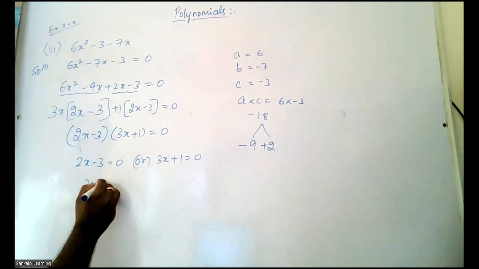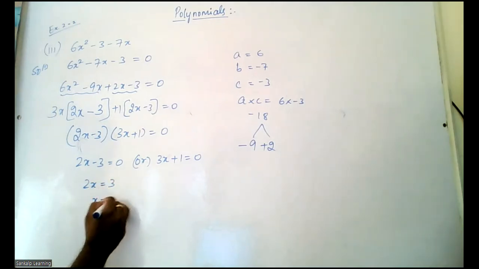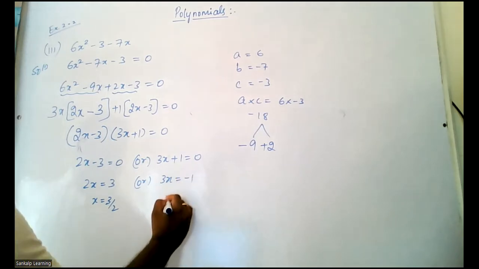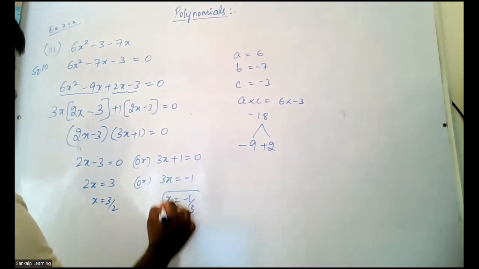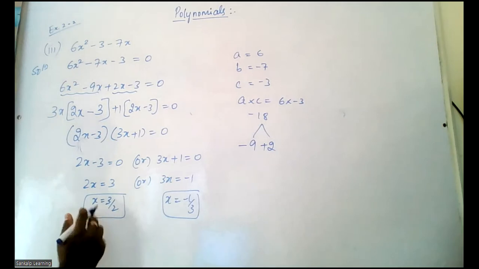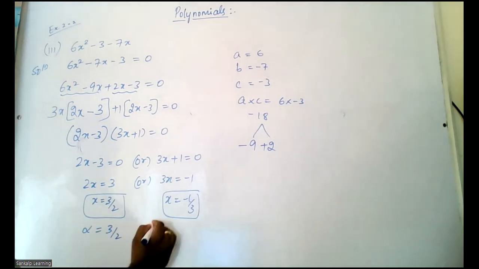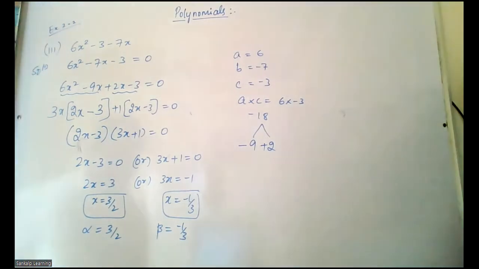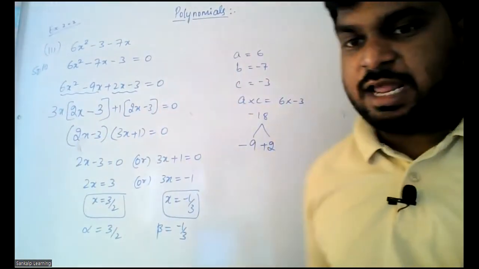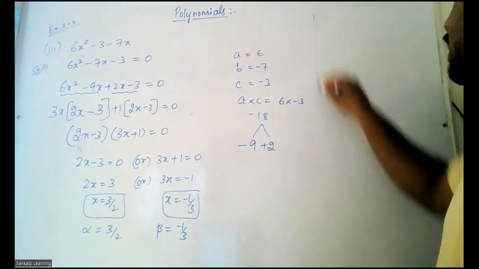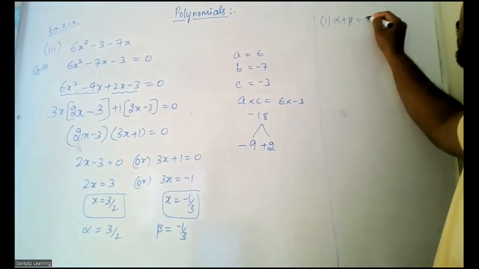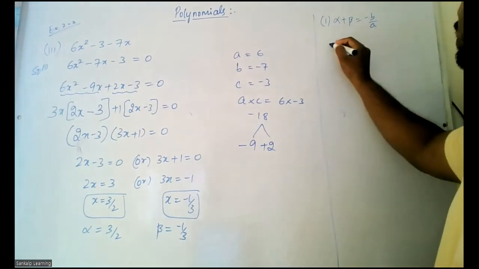Minus 3 to the other side will become plus 3, therefore x is 3 by 2. Or plus 1 to the other side will become minus 1, or x is minus 1 by 3. Okay. So let's take alpha as 3 by 2, beta as minus 1 by 3. Now we have to verify the relationship. So let's verify that. The first one is alpha plus beta is equal to minus b by a.